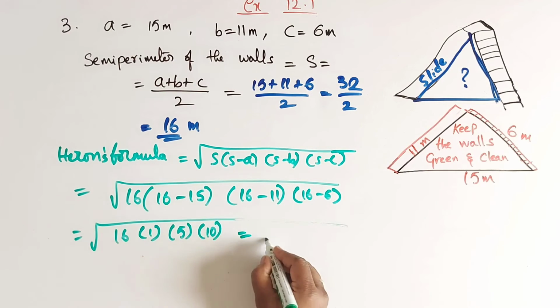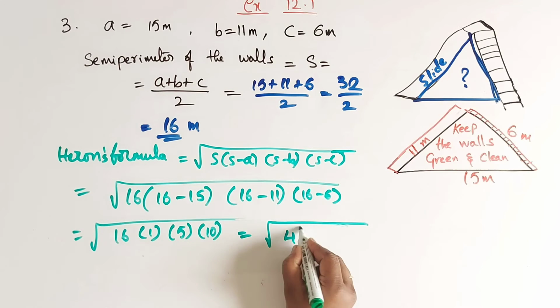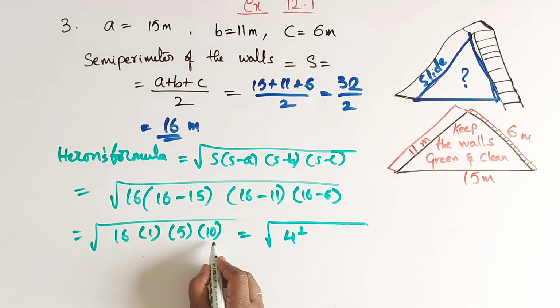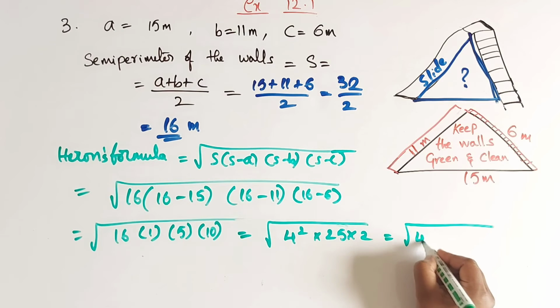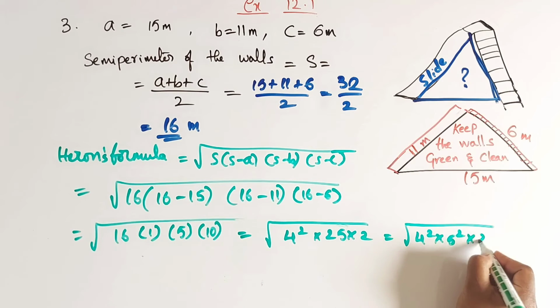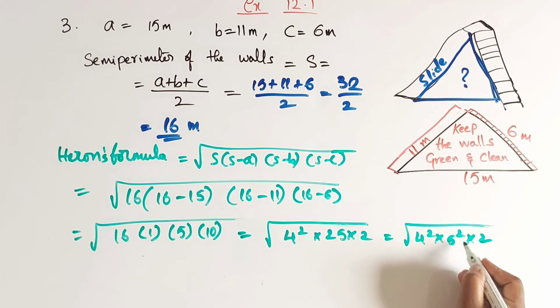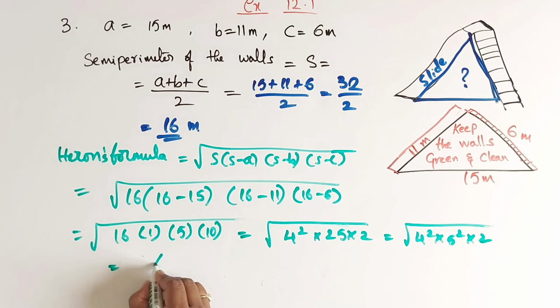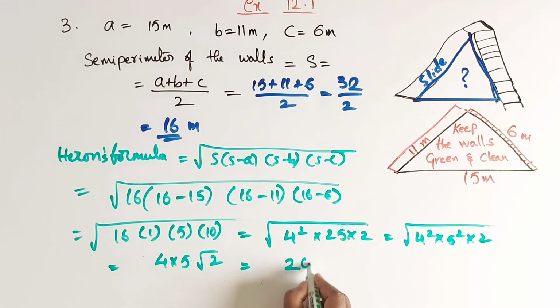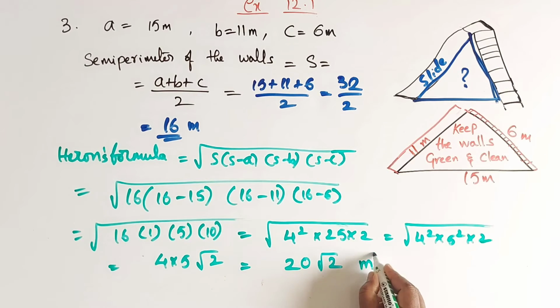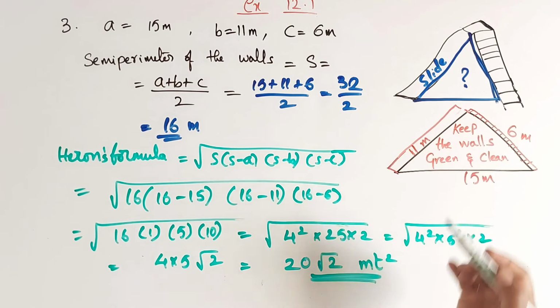Right? Now this equals, 16 means 4 square you can write, and 5 into 10, 50, children. That means 25 into 2. Here again 4 square into 5 square into 2. Now this square and square root will get cancelled. So you can write 4 and 5 outside and root 2 here. Now that equals 20 root 2 meter square. Correct, children? So area of this wall equals 20 root 2 meter square.